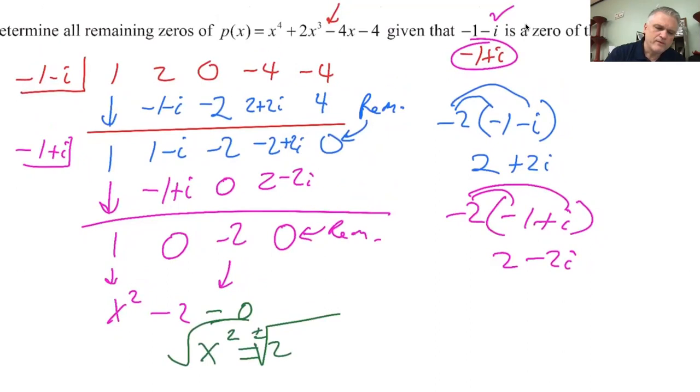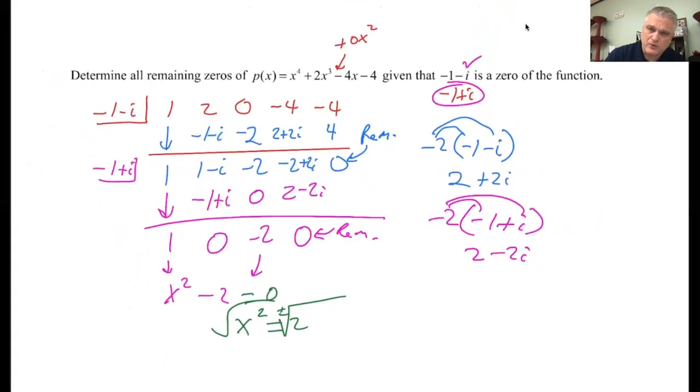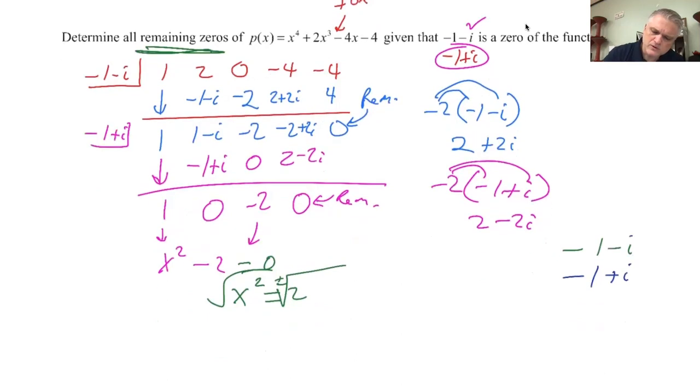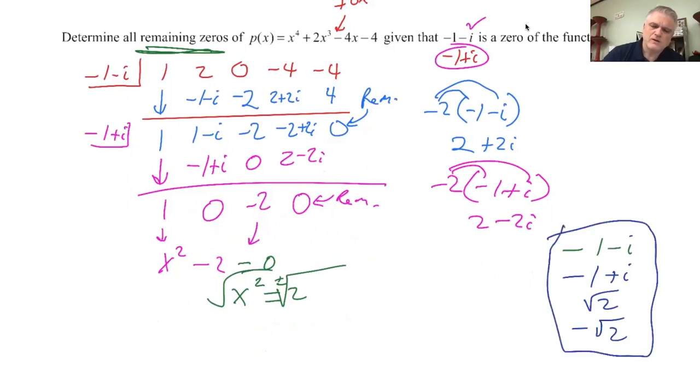So let's look at the question one more time, shall we? It says determine the remaining zeros. They gave us -1 minus i as the first zero. We found the second one just by knowing the complex conjugate rule. So our second zero was -1 plus i. And then we found plus or minus √2. So we got √2 and -√2. Those are the 4 zeros, okay? And we have finished this question.